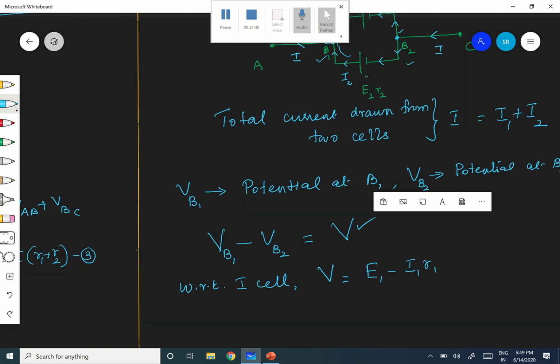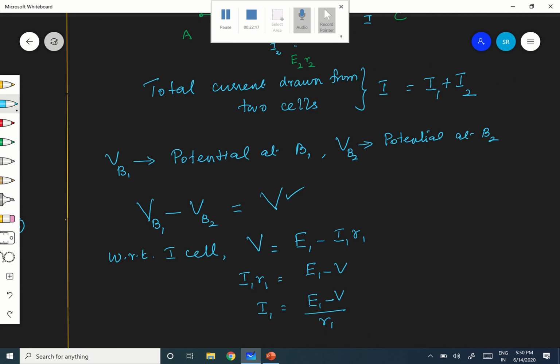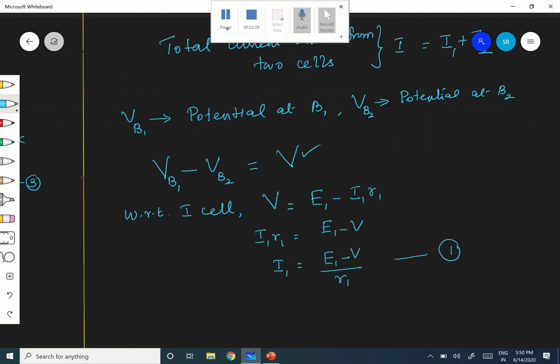Therefore, now what is your I1 from this? I1 R1 is equal to E1 minus V. Therefore, I1 is equal to E1 minus V divided by R1. Hope you are following. So I have got the expression for the current drawn from the first cell. Fine. Now, similarly, with respect to the second cell.